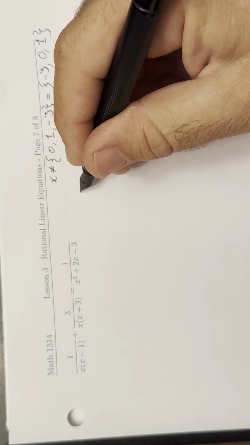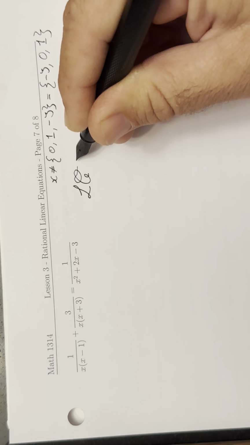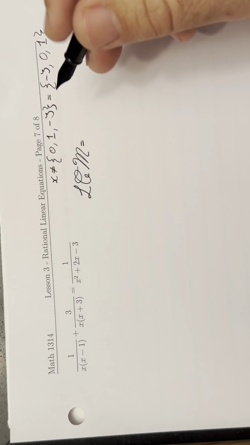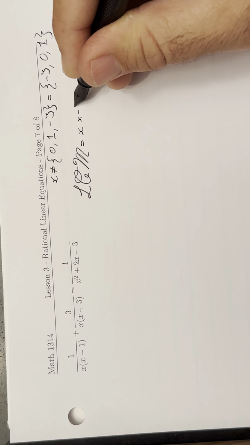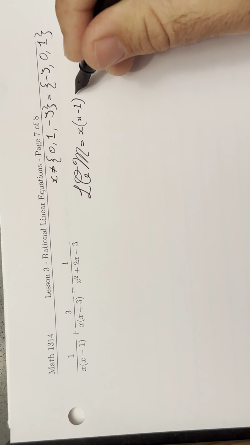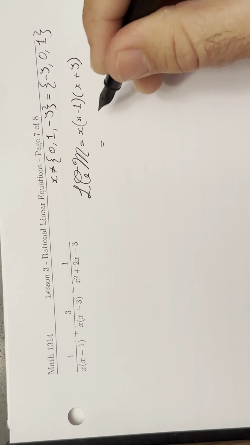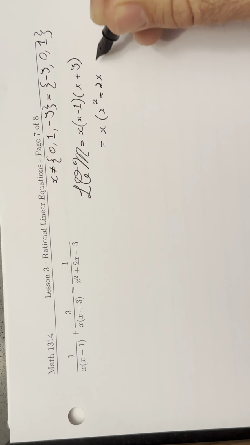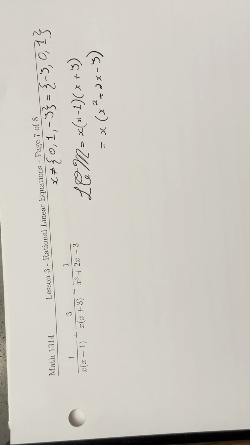Lowest common multiple is x times x minus 1 times x plus 3. And this can also be written as x times x squared plus 2x minus 3. So now we multiply the lowest common multiple by both sides of the equation.